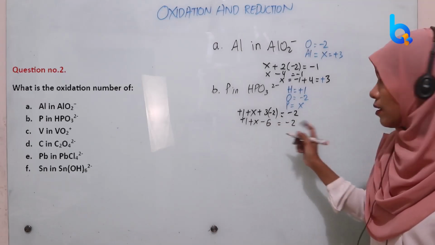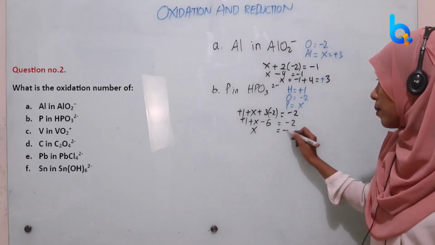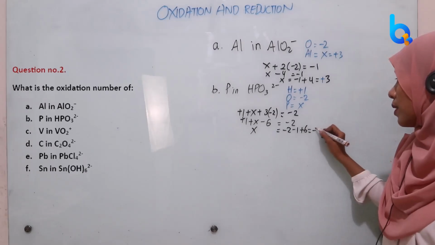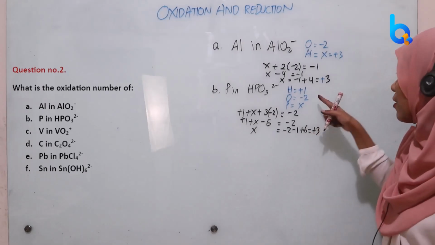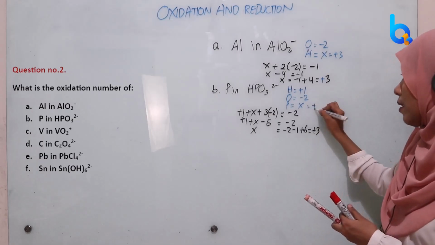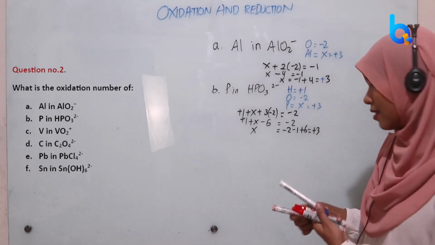So we move the number. X equals -2 -1 plus 6 equals +3. So the oxidation number of P will be +3. Clear? Next, C.